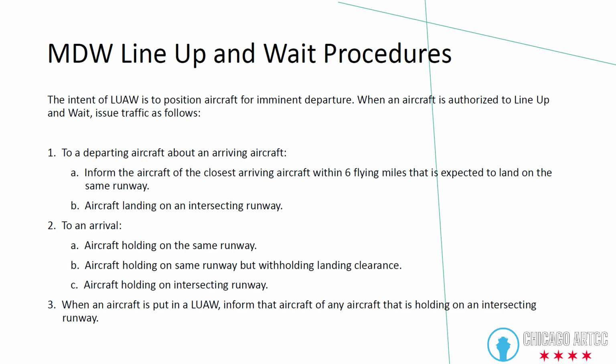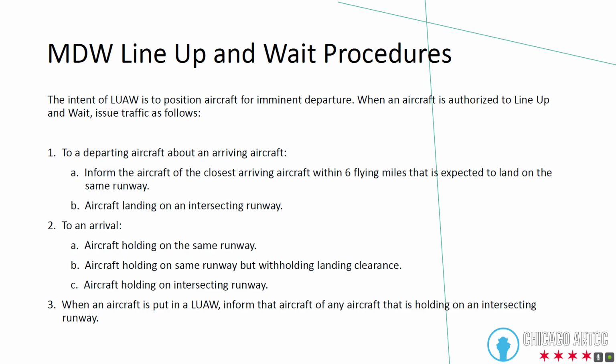When an aircraft is authorized to line up and wait, issue traffic as follows. To a departing aircraft about an arriving aircraft: inform the aircraft of closing arriving aircraft within 6 flying miles that is expected to land on the same runway, or aircraft landing on an intersecting runway. So for instance, Southwest 1, runway 31 center, lineup and wait, traffic on a 4-mile final.